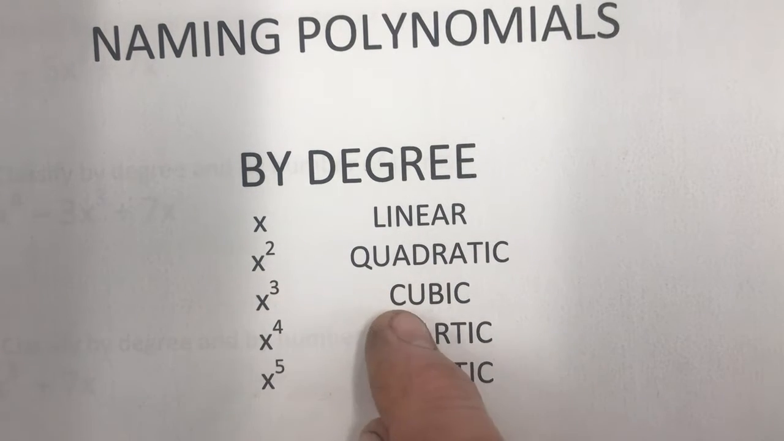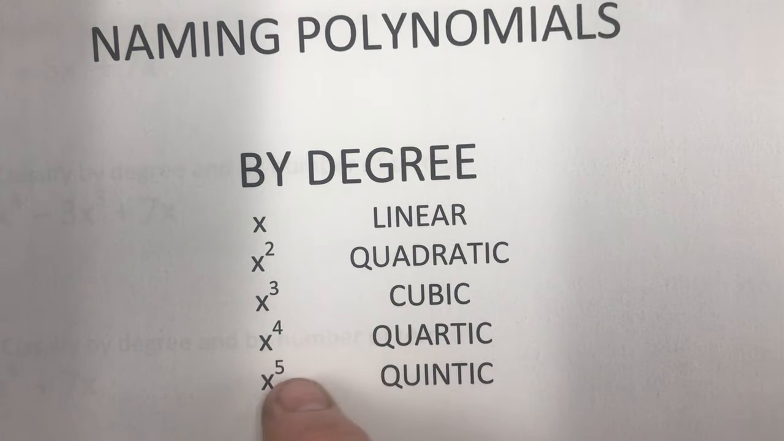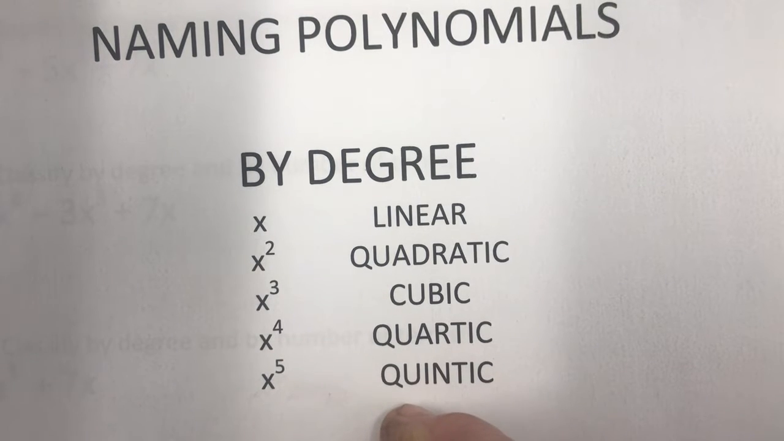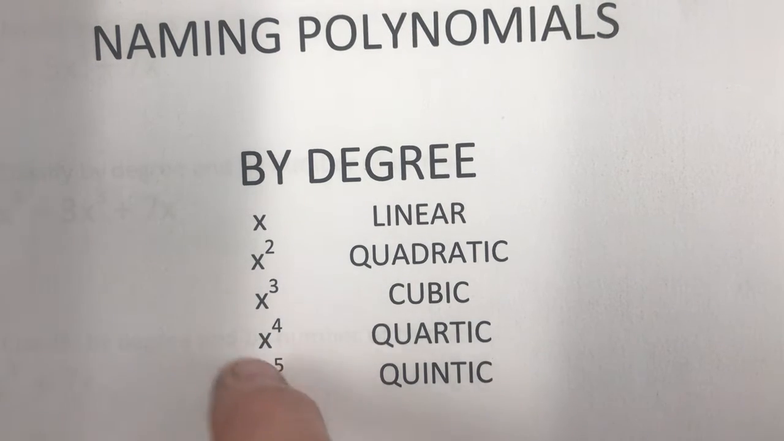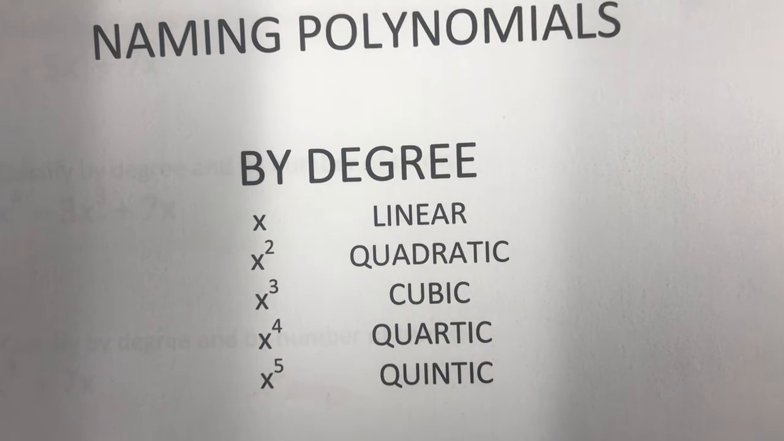If it's x to the third, cubic. X to the fourth, quartic. X to the 5 is quintic. And these are the names of the polynomials that we're going to deal with. If it's x to the 6th power, it's a different name, but we're not going to go to that one. Okay?